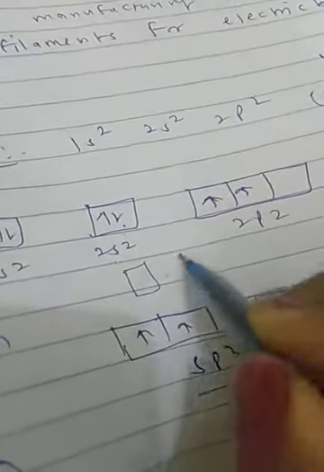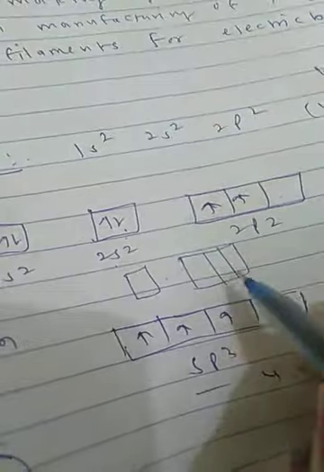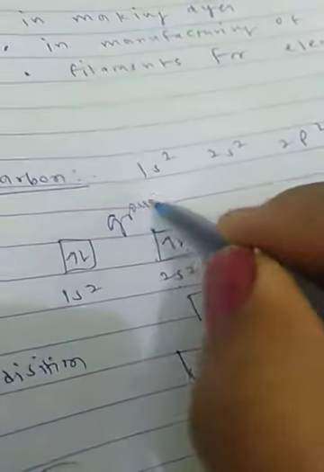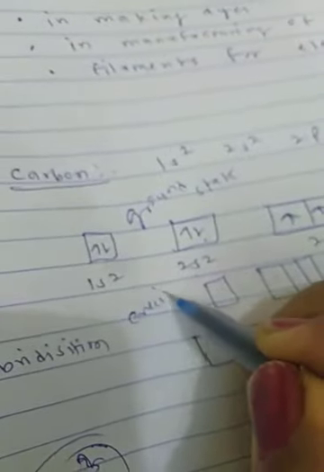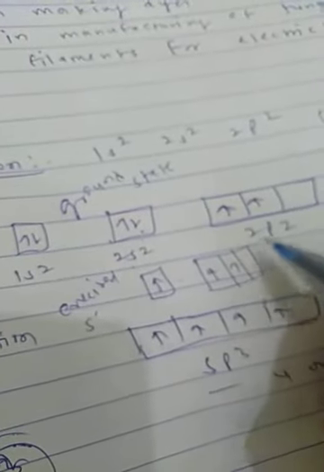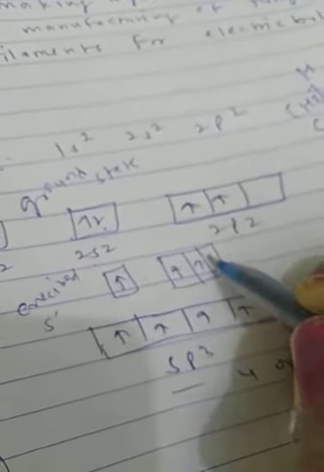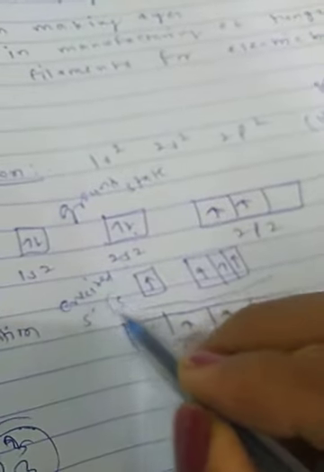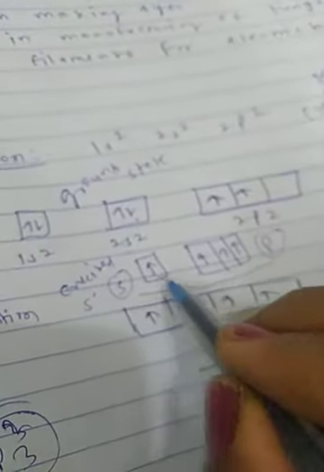See, like that I can show you. This is called the ground state. This is called the excited state. So this electron will leave and go and fill the third vacant orbital. But hybridization means the energy level of s and the energy level of p are different, but they will mix each other.